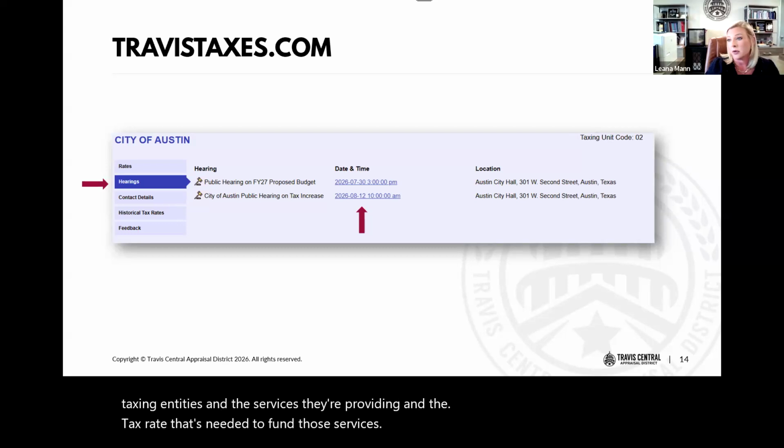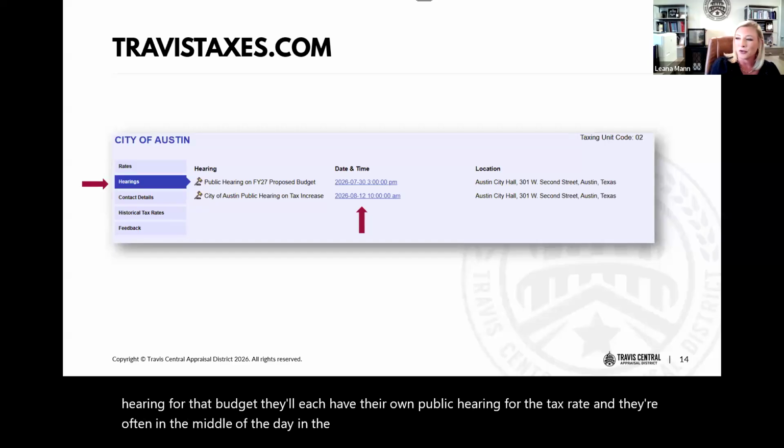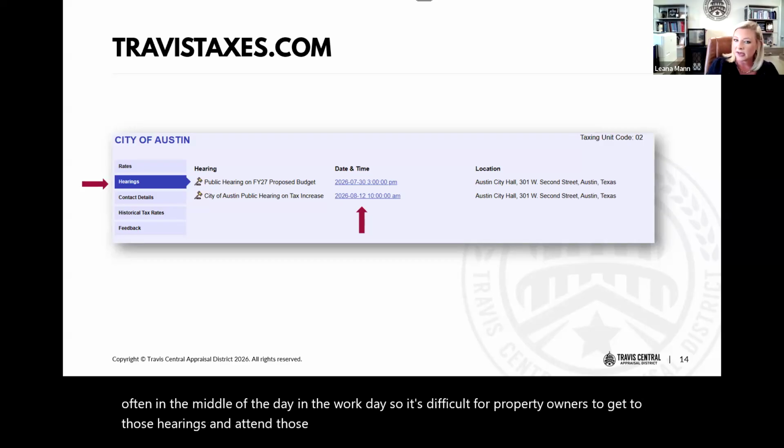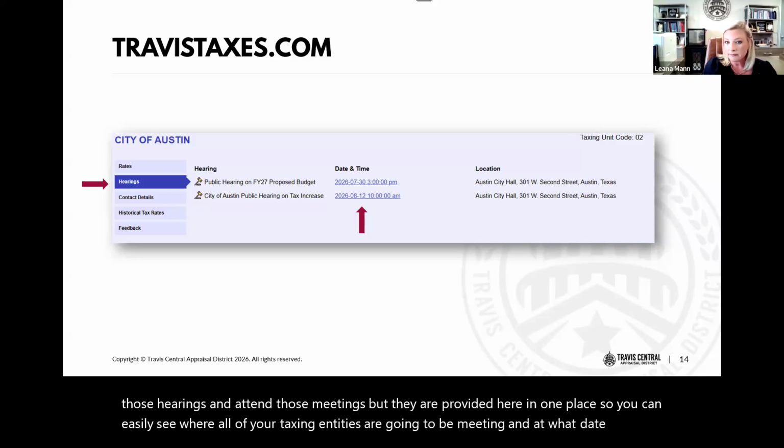It's also very difficult. You know, each entity has a budget. They'll each have their own public hearing for that budget. They'll each have their own public hearing for the tax rate. And they're often in the middle of the day, in the work day. So it's difficult for property owners to get to those hearings and attend those meetings, but they are provided here in one place so you can easily see where all of your taxing entities are going to be meeting and at what date and time.